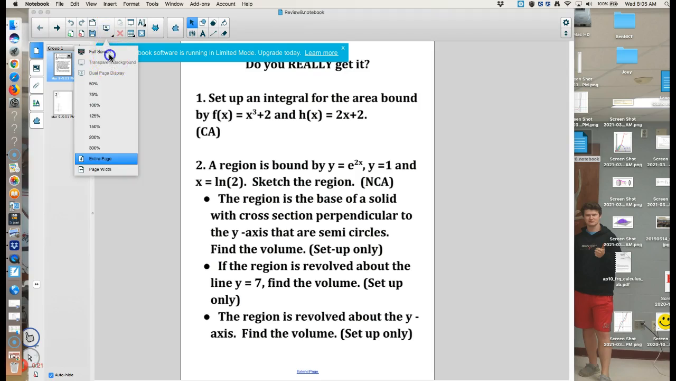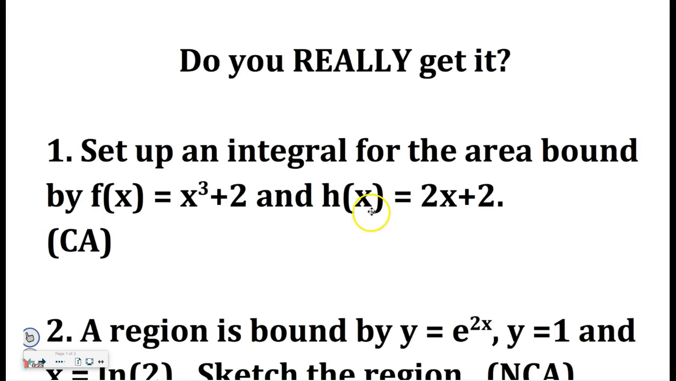The first one is calculator active. So take out your calculators, but it's not graphed for you. I want you to set it up, use your calculator for what you need it for. I'm not going to prompt any more with that. So go ahead on your sheet of paper and set up an integral that will result in giving you the area bound by those two functions.